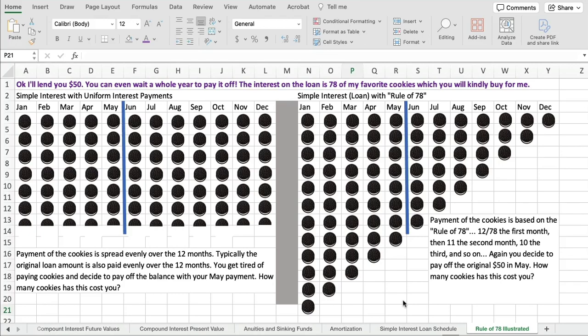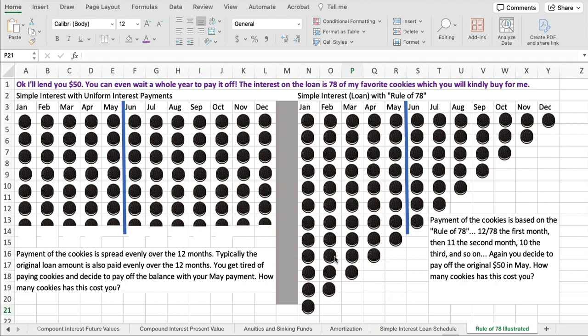We're going to continue our discussion of loans under the major heading of the time value of money. And it's my task to try to explain to you the difference between an ordinary simple interest loan versus something called a rule of 78. So I'm going to try to explain the rule of 78 using my favorite cookie.